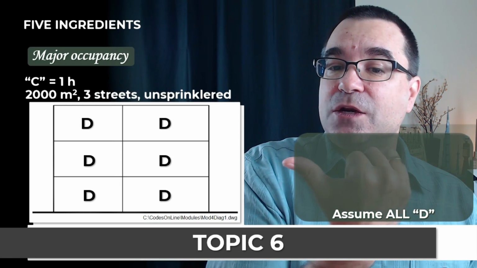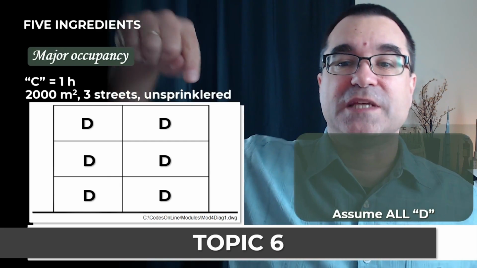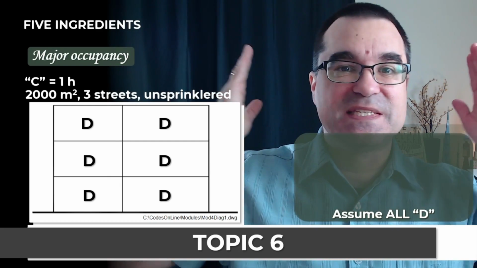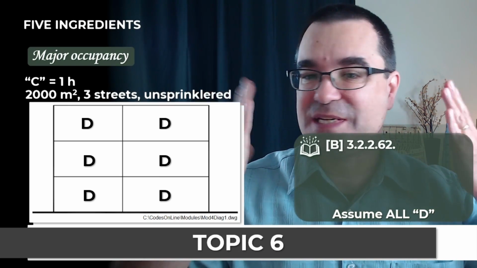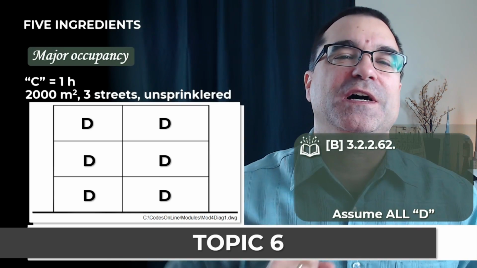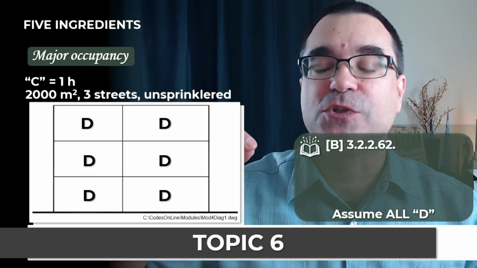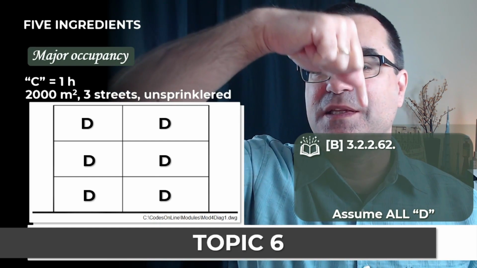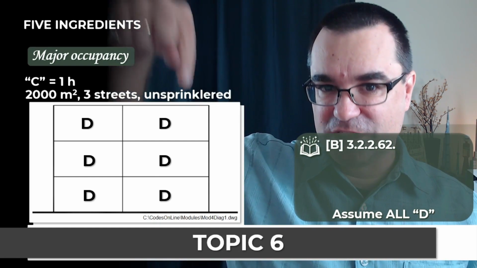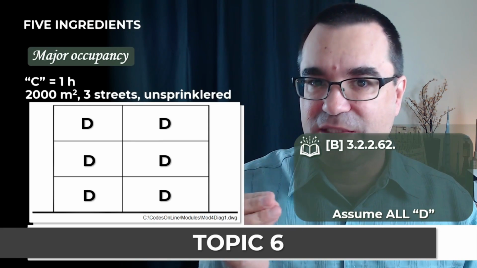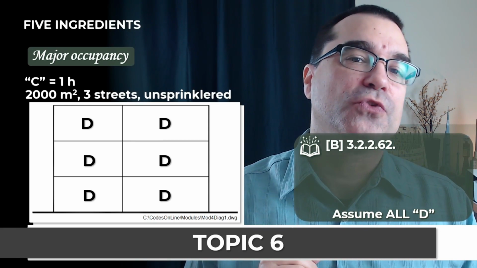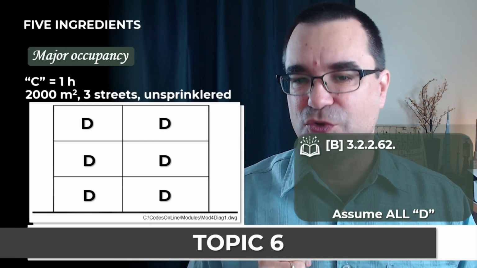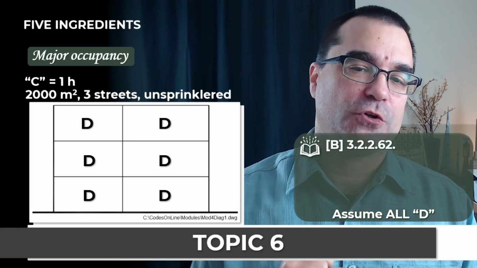And then I'm going to repeat the work for this building, assuming that everything in it is a D major occupancy, because we know how to do that from topic 5. So if we go through that work from topic 5, we find that the governing article for this building, assuming that it's a D major occupancy, is Article 3.2.2.62 in Division B of the Ontario Building Code.